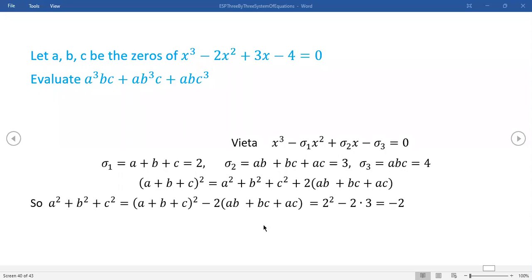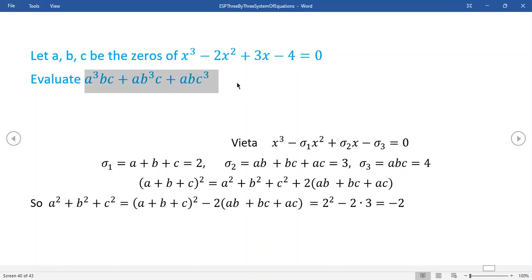Hey, I have an interesting problem, or at least I think so. We're given a polynomial, and we're told that the zeros of the polynomial are A, B, and C. And without actually computing A, B, and C, you're supposed to evaluate this expression that depends on A, B, and C. Okay, so that's the goal here.